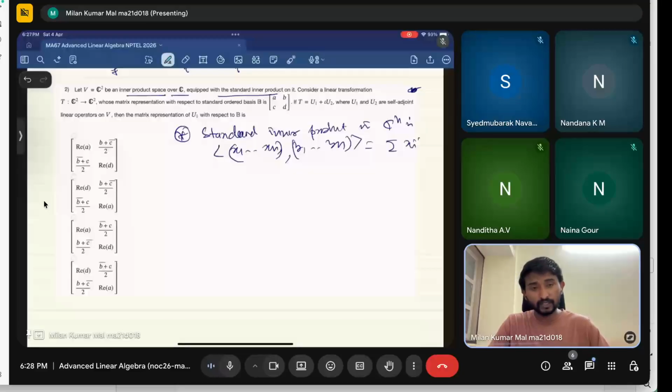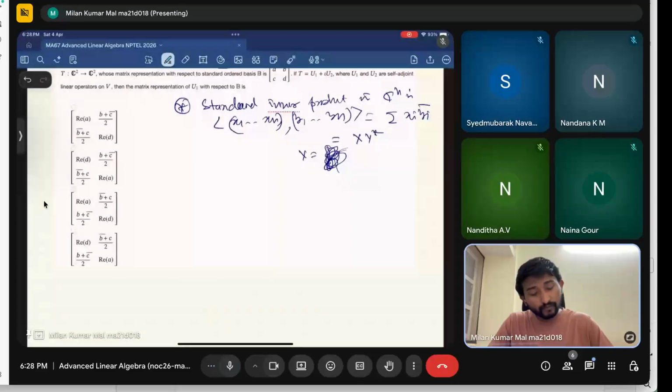Basically, my point is that you can write x y star. Y star means considering y as a 1 by n matrix, then y star is the conjugate transpose, which equals y1 bar all the way to yn bar, and now it is matrix multiplication.